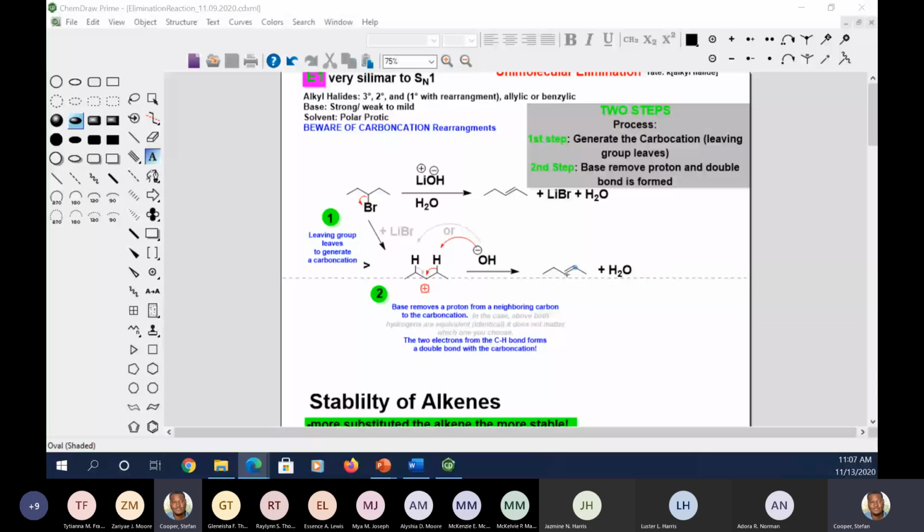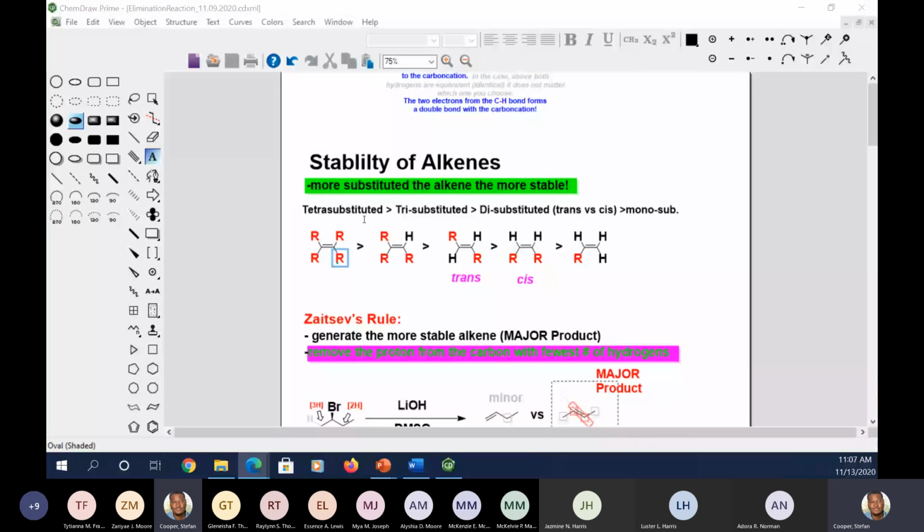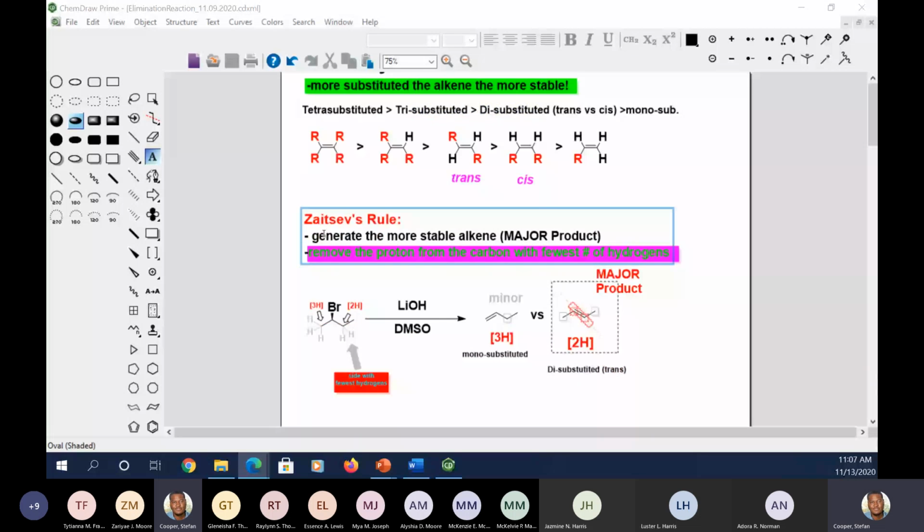So we need to understand this stability of alkenes. And the trick here to think about is the more substituted your alkene, the more stable it's going to be. So if I look at the tetra substituted alkene versus the tri, the di, or the monos, the tetra substituted alkene is more stable. So basically, all I'm trying to say here is when there's more carbons attached to the double bond, you're going to have a more stable product. All right, you're going to train your eye to be able to recognize this.